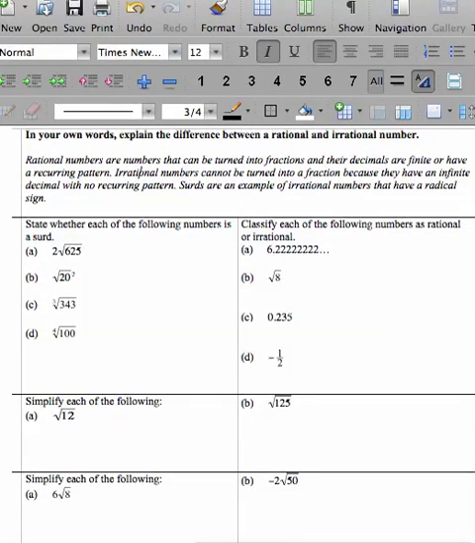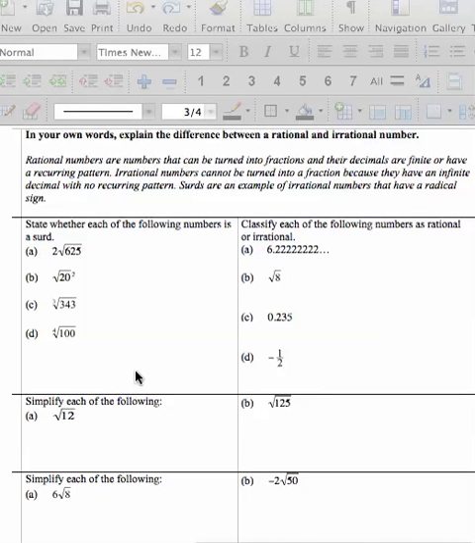This question asks us to state whether each of the following numbers is a surd or not. Basically with A, B, C, and D, if you have a calculator, you can just put it in your calculator. If your answer is a long decimal that you can see has no pattern, therefore it's a surd. If your answer is a whole number, then it's not a surd. So we can put these into our calculators, and if you don't have a calculator, you can just work it out mentally or by writing out a few multiplication problems.